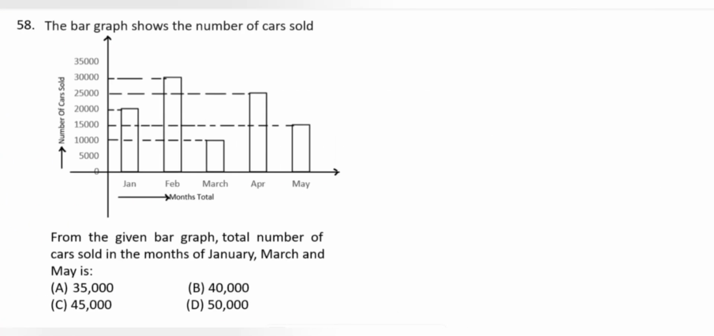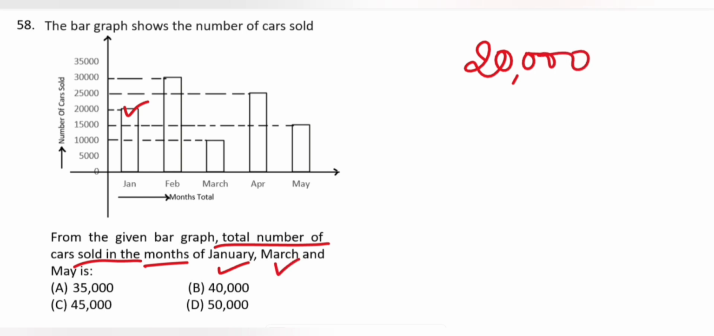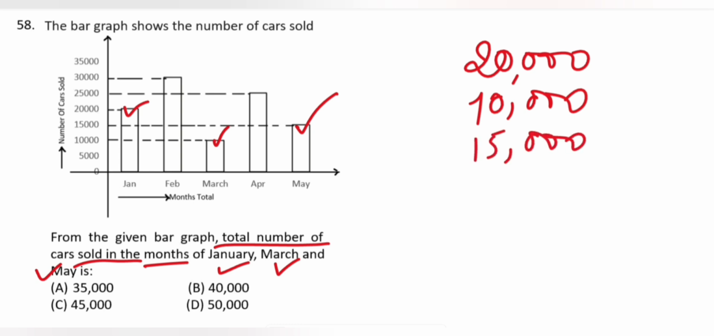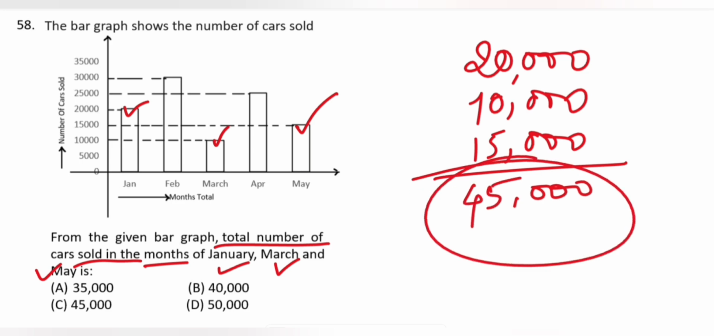Here in this question, bar graph shows the number of cars sold. So we have to find out the total number of cars sold in months of January, March and May. So January it is 20,000 and March it is 10,000 and May month it is 15,000. Okay, so we have to find out the total number of cars sold in January, March and May. So total it is 45,000. Okay, let us move to the next question.